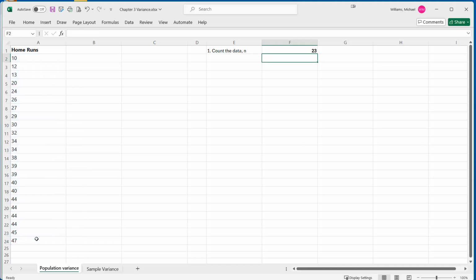$23, yeah, we know that. So we need that information. We're going to save it for later. We also need to know where the middle is. That's the mean. Calculate the mean.